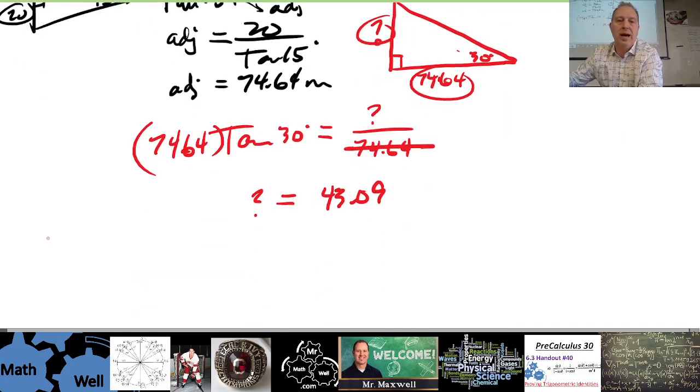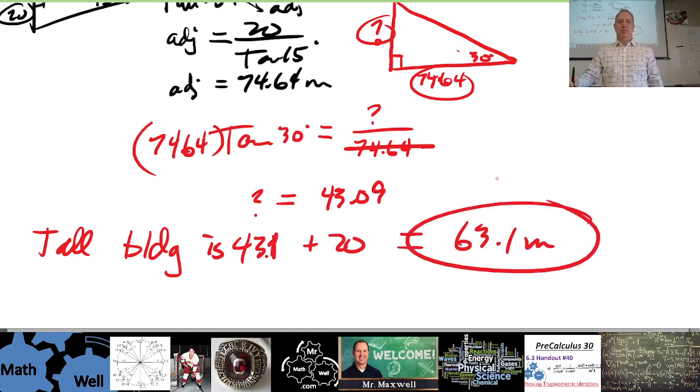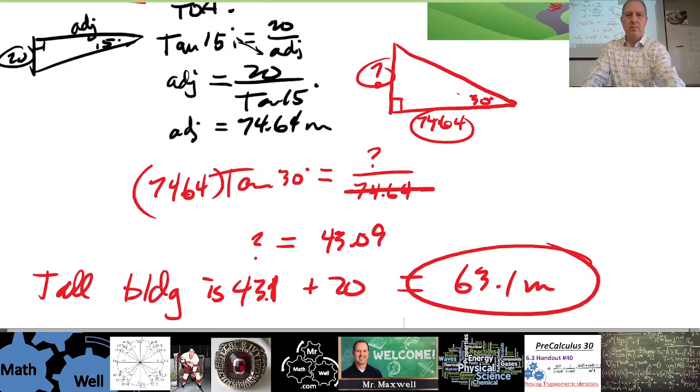So the height of the tall building is 43 point, well, we can make that 1 now because we just have a tenth, plus 20 equals what? 63.1 meters. That looks pretty good to me so far. And that is exactly what the answer says in the book too there.